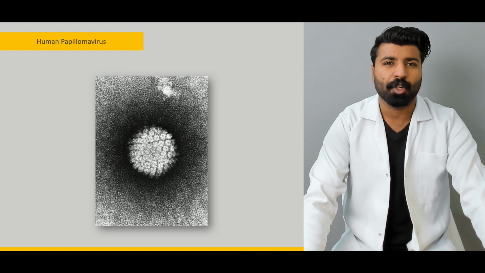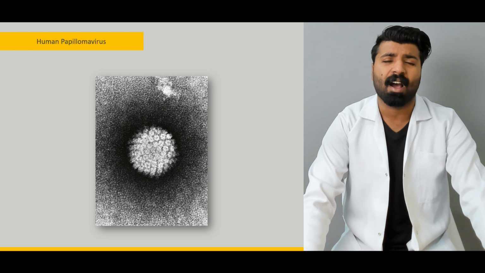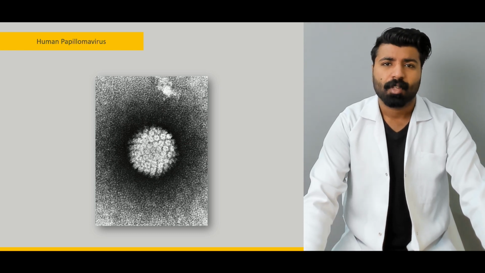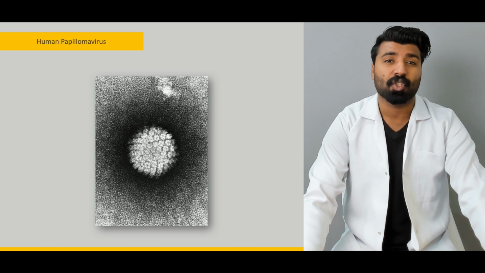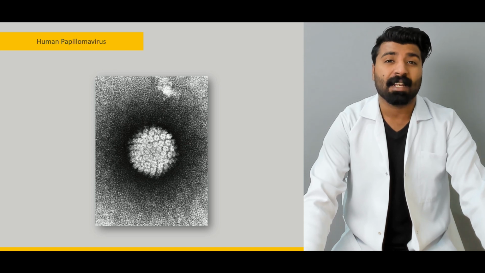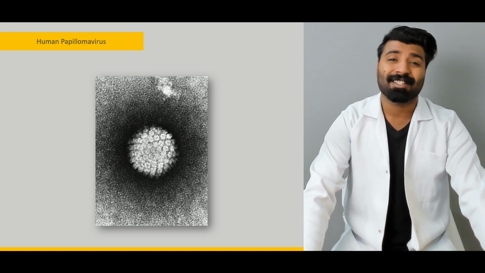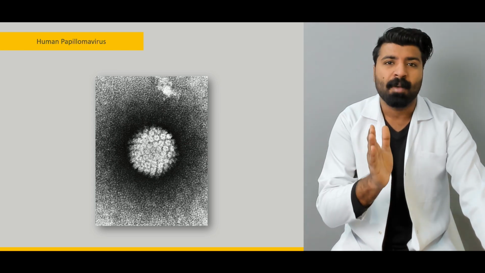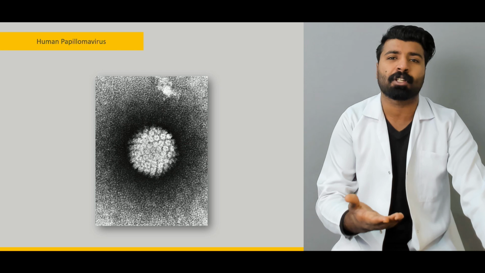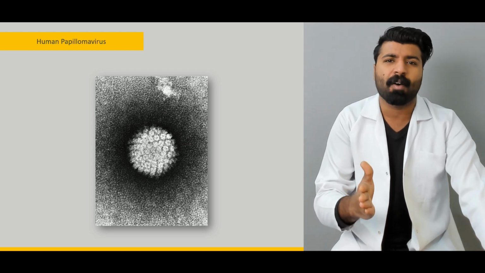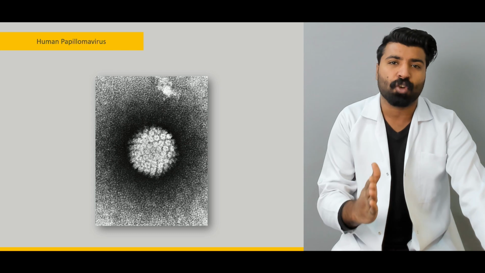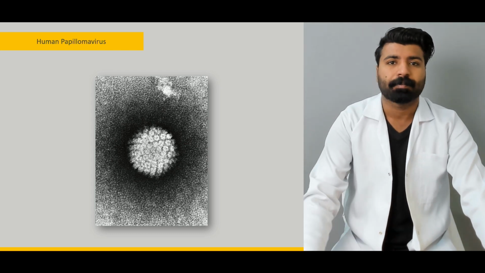Now, among those 130 to 140 subtypes, on which basis are they divided, on which basis are they given their type number? They are divided on the basis of their pathogenicity, on the basis of their action. Human papillomavirus can infect squamous epithelium, metaplastic epithelium, and even surface epithelium. So the subtypes assigned to them give away information about what area this human papillomavirus targets, infects, and affects.